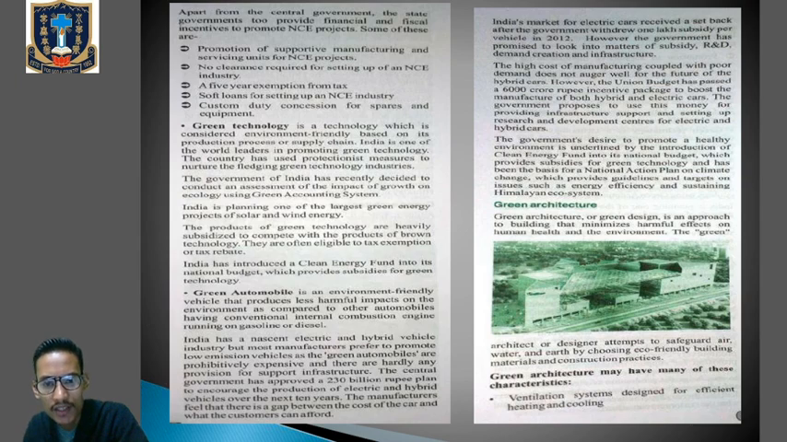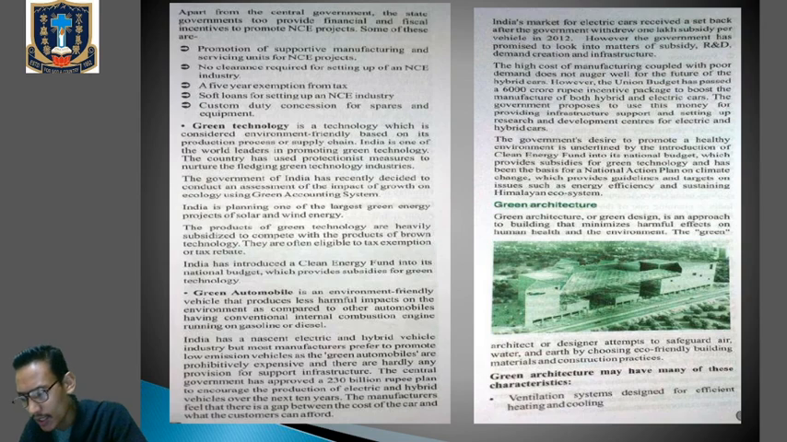The green accounting system, which has been recently launched by the government of India. They have done an assessment to see the impact of growth on ecology using the green accounting system. India is planning one of the largest green energy projects of solar and wind energy. The products of green technologies are heavily subsidized compared with the products of brown technology. They are often eligible for tax exemption or tax rebate also. India has introduced a clean energy fund into its national budget, which provides subsidies for green technology.